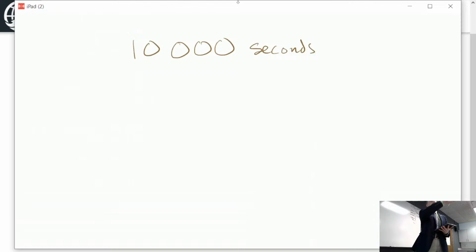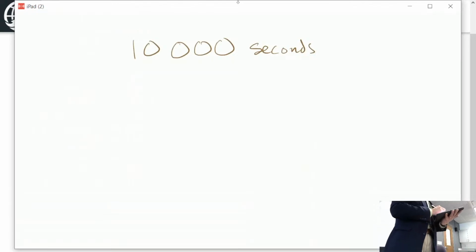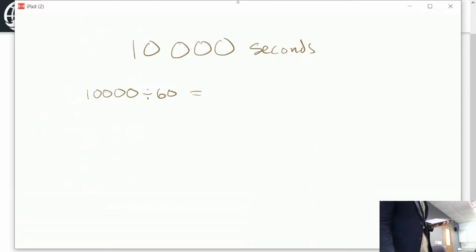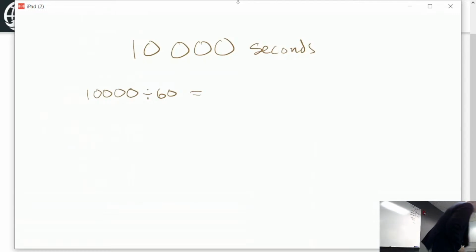One way, and I can't remember exactly how everyone did this, but let me just explain one way that you could do it. What you could do is take 10,000 divided by 60. Give me a sec. I'll do this on my calculator, once my calculator turns on.